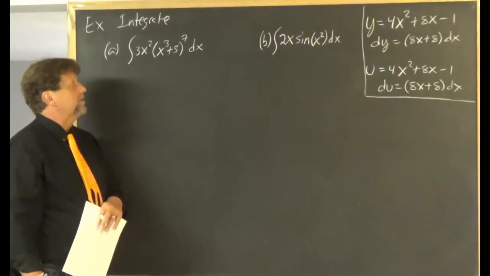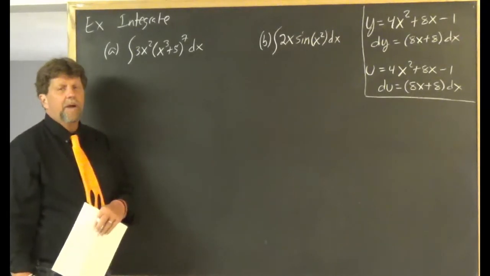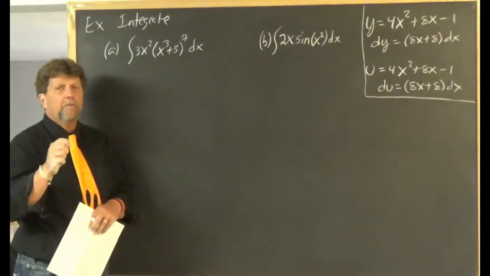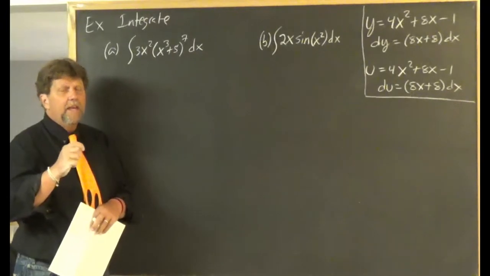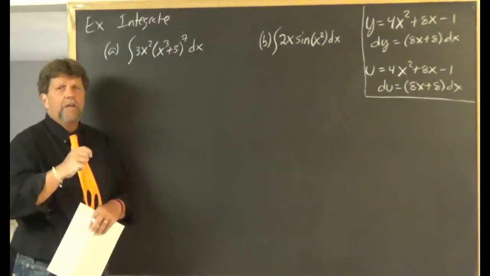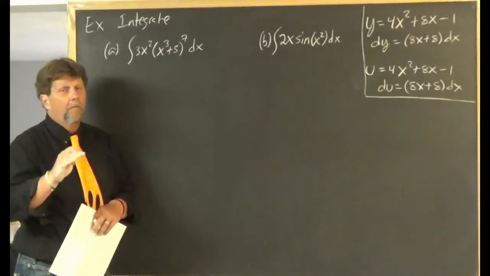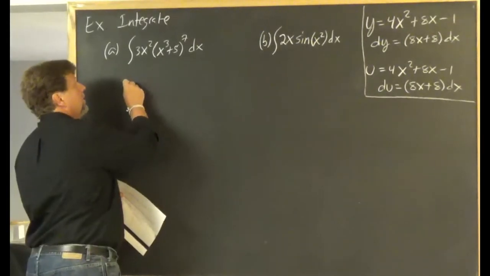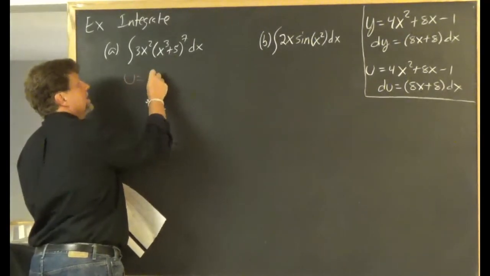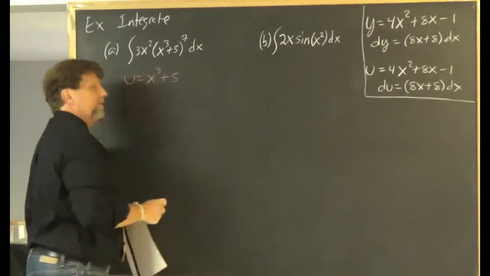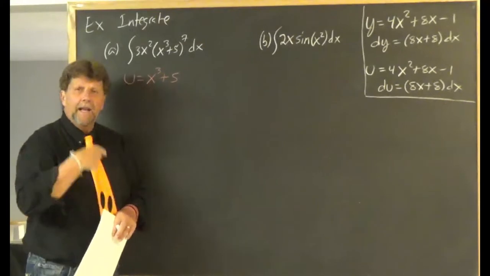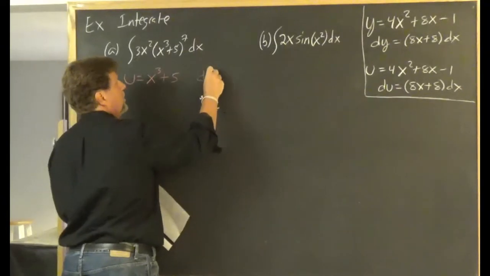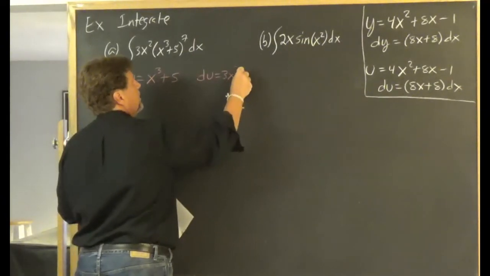Integrate 3x squared times the quantity x cubed plus 5 to the 7th power. Well, folks, without U-Substitution, we'd have to take x cubed plus 5 and multiply it by itself 7 times, and then distribute the 3x squared so we could do term-by-term integration. That would take way too long. But watch. What if I let u equal what's inside the parentheses here? X cubed plus 5. If I do that, I can then determine du. I can get the derivative of u. du is 3x squared dx.